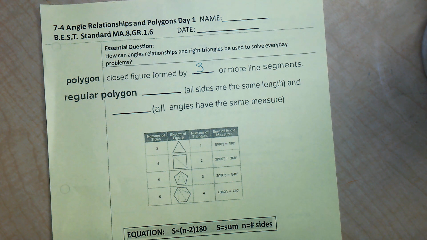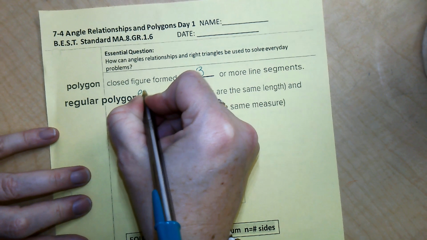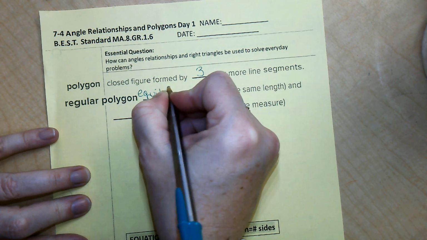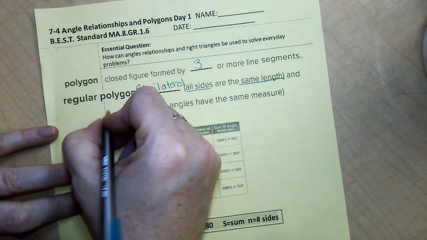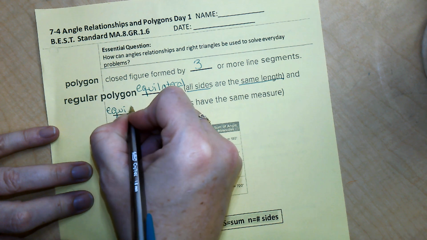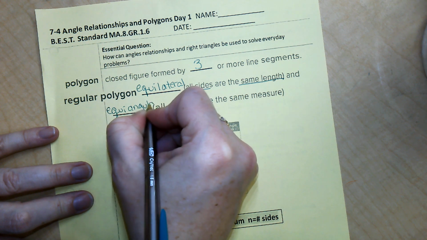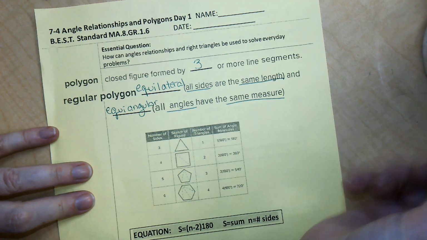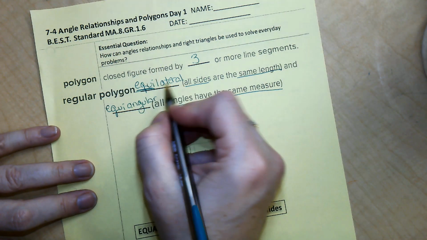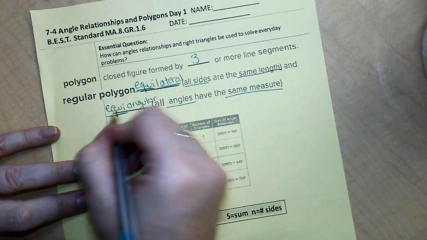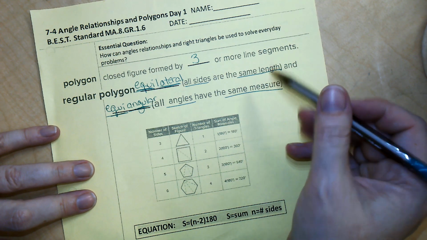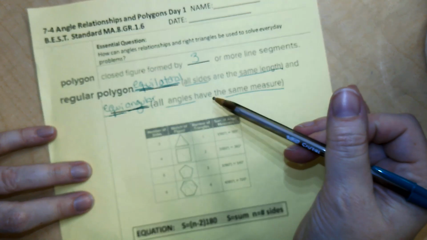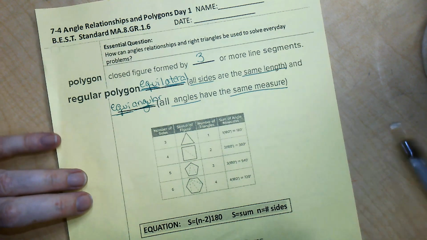And with our polygons, we start with regular polygons, all right? Regular polygons are equilateral. This literally means that all the sides are the same length, and equiangular. That means all the angles have the same measure. Equi meaning equal, lateral is sides, and angular means angles. And if they have all the same side lengths, they should have all the same angles as well. It should be a given.